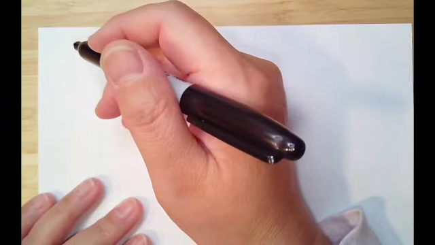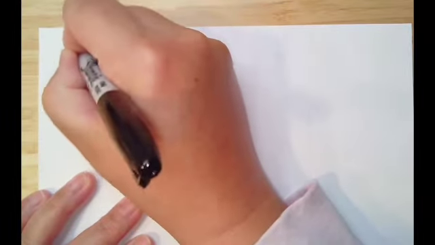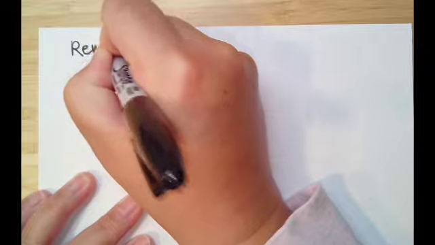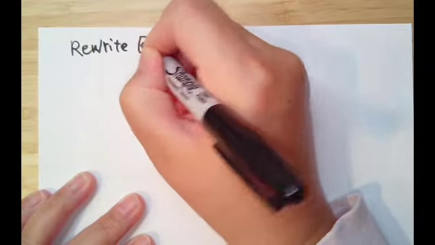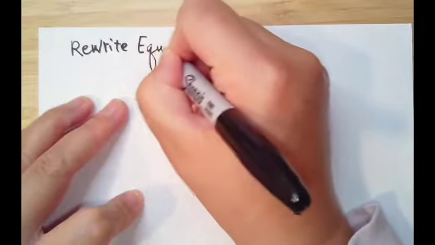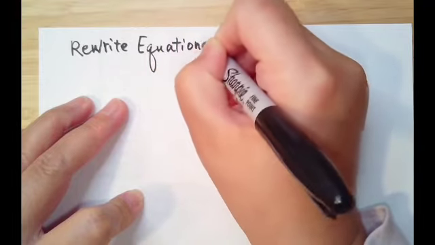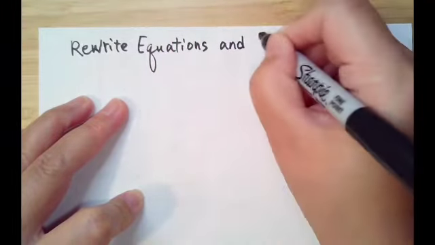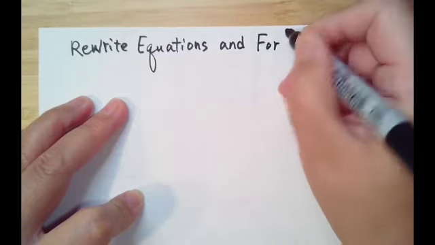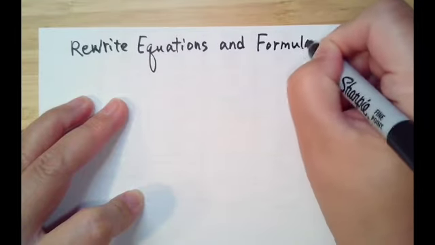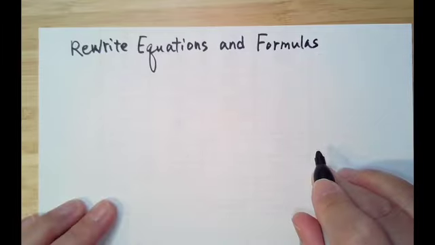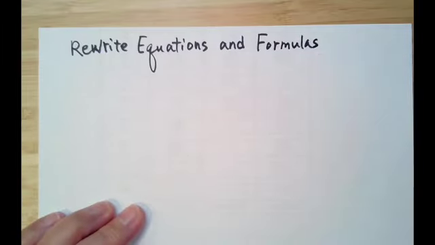All right, now we're going to deal with the last part of it. We call that rewrite equations and formulas. What does that mean? Rewrite equations and formulas. This is so useful. When you learn physics or chemistry or some other subjects, they're going to use this a lot. What does that mean?